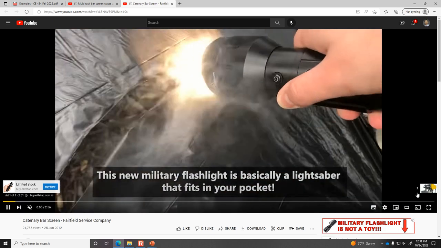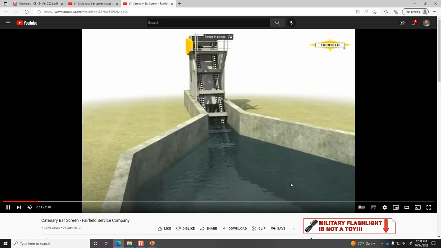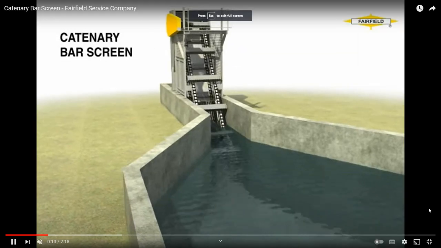Let's wait for the commercial here and look at a catenary. It seemed like a pretty good flashlight.